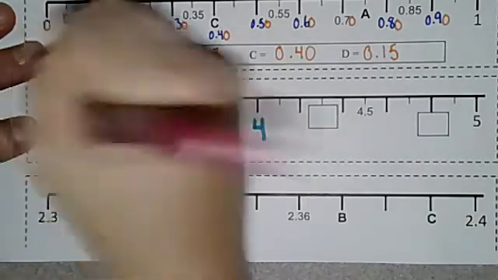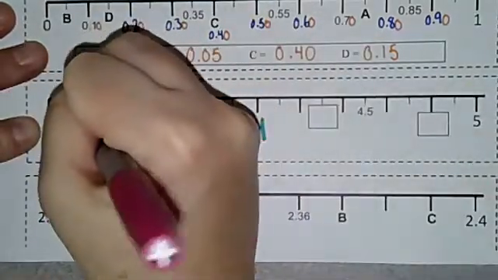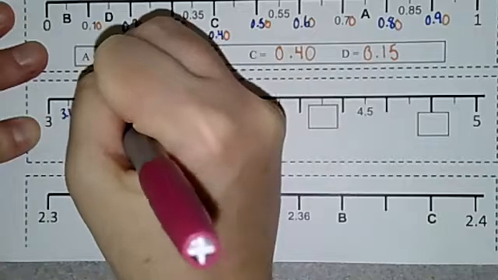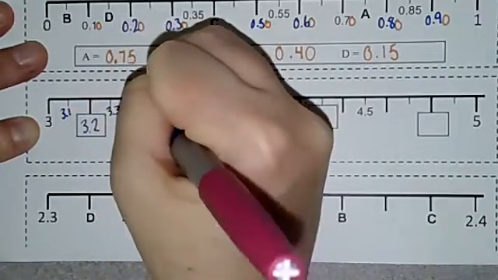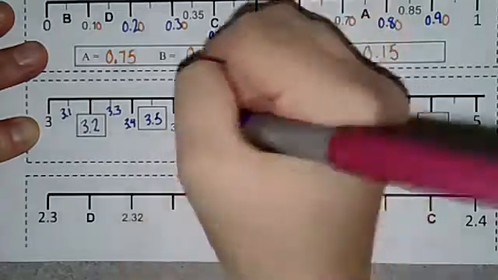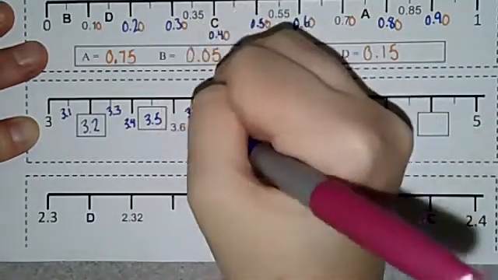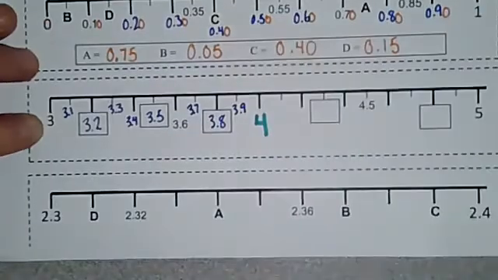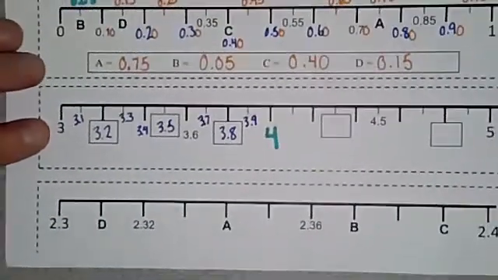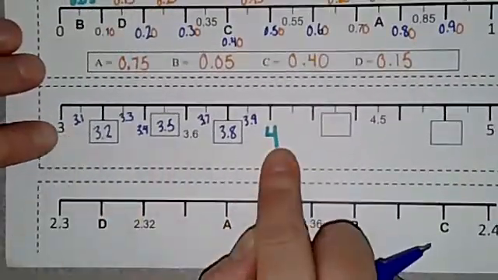This is 3 and 1/10. This is 3 and 2/10. 3 and 3/10. 3 and 4/10. 3 and 5/10. 3 and 6. 3 and 7. 3 and 8. 3 and 9. That is what is in between 3 and 4.